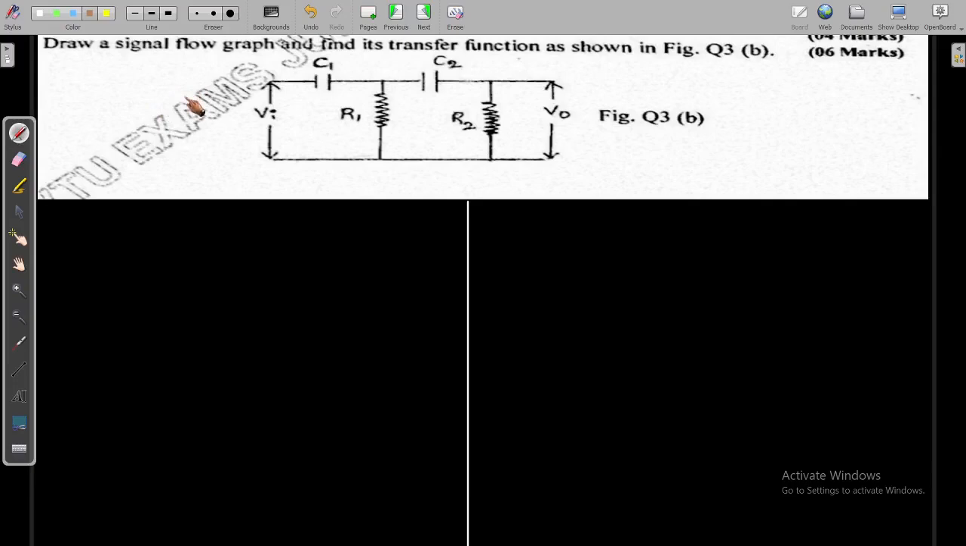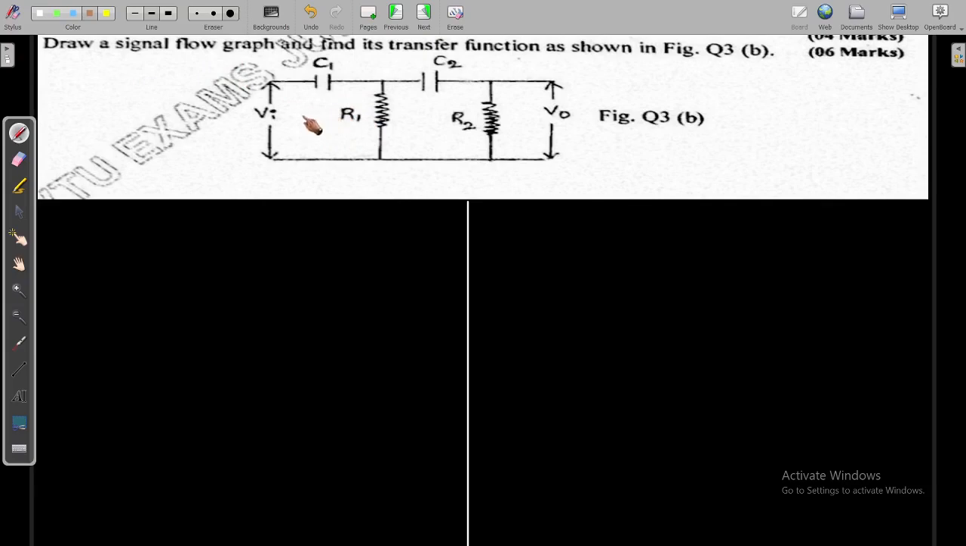Today we are going to see another problem based on the signal flow graph for the electrical network, how to find the transfer function. See how to solve this problem. The first step I have told already in the previous videos. You have to draw the electrical network in the S domain.